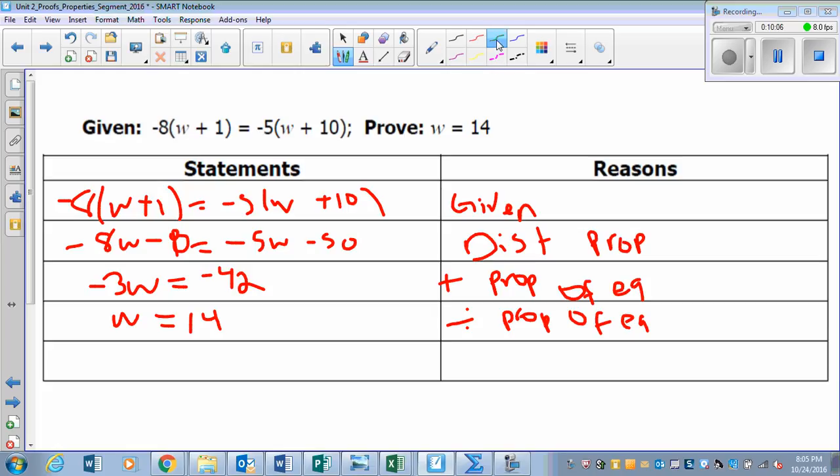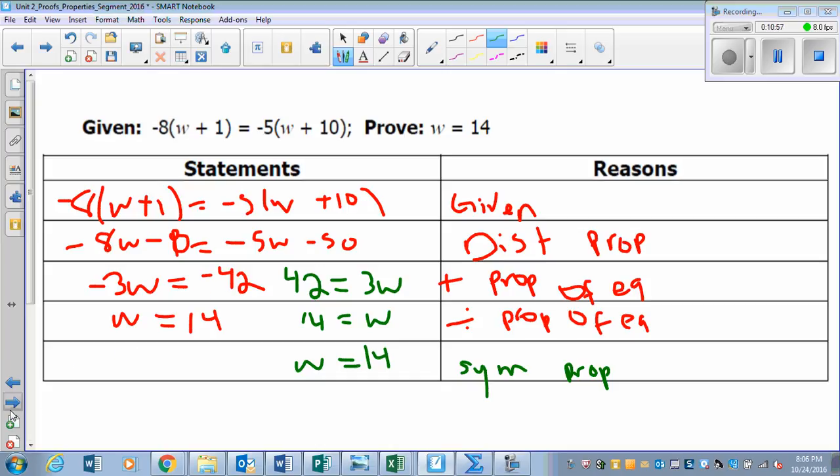Now, if you brought the 8w over, you might just have one more step. You would have 42 is equal to 3w, again from the addition property of equality. Then you could either have done the symmetric property here and said 3w equals 42 and then solved it, or you could have said 14 equals w from the division property of equality, and then w equals 14 from the symmetric property. So any of those are fine as long as you are justifying those steps and you only have one step per line.